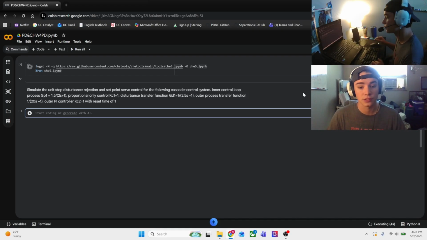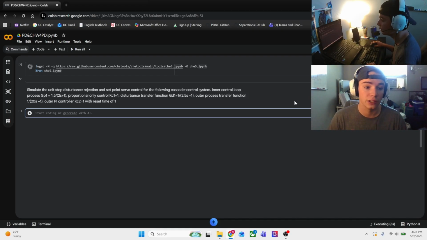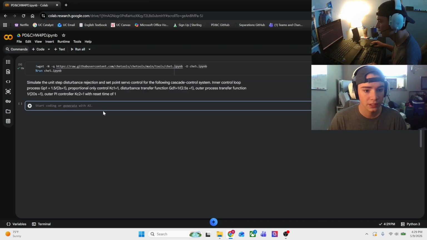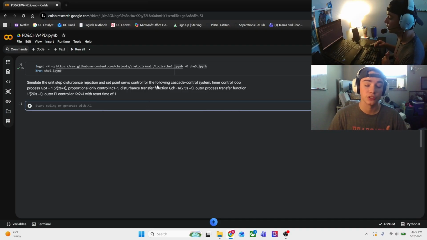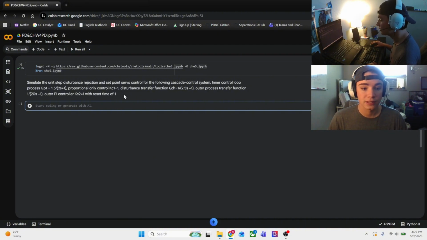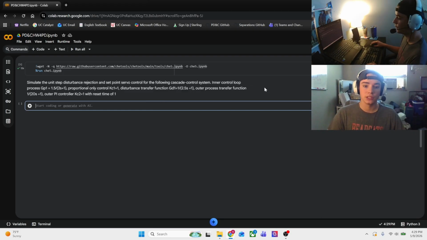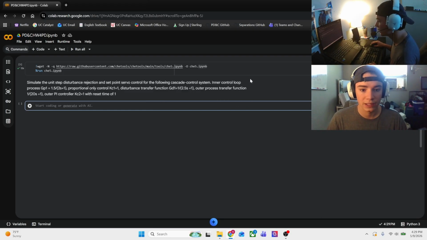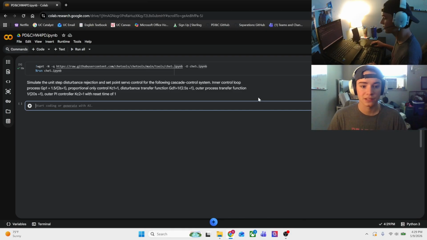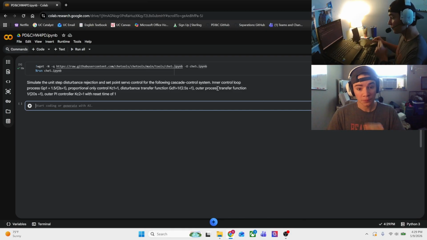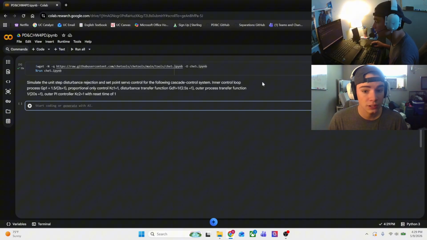And the things describing this control system is we're saying that the inner control loop process is dictated by our GP1 equal to 1.5 divided by 2s plus 1 with a proportional only control guided by KC1 equal to 1, a disturbance transfer function GD1 equal to 1 divided by 2.5 times S plus 1. That's going to be our disturbance coming into our system. An outer process transfer function equal to 1 over 20 times S plus 1.